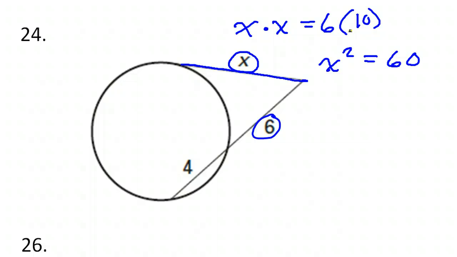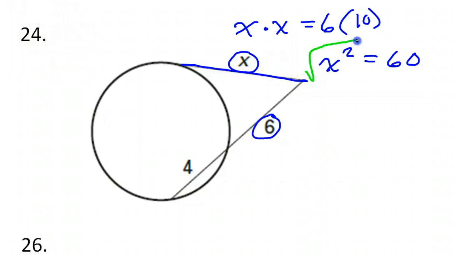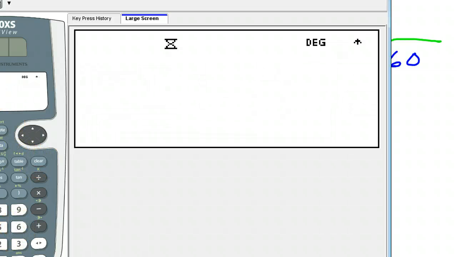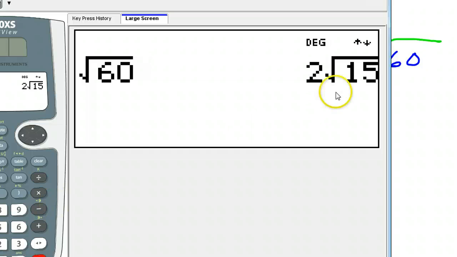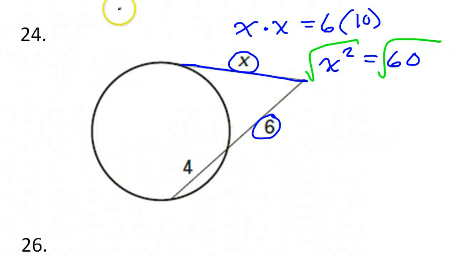So x squared equals 60, and then we would have to take the square root of both sides to solve for x. So let's see, the square root of 60 is 2 radical 15, but that is 7.7 if you round to the nearest tenth.